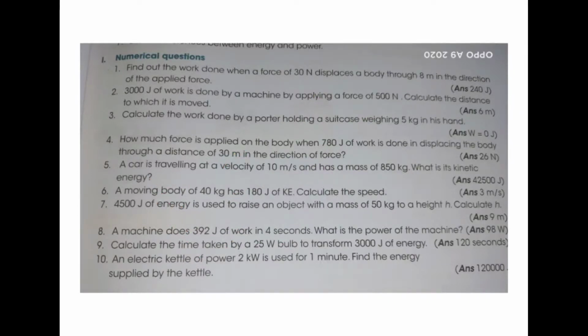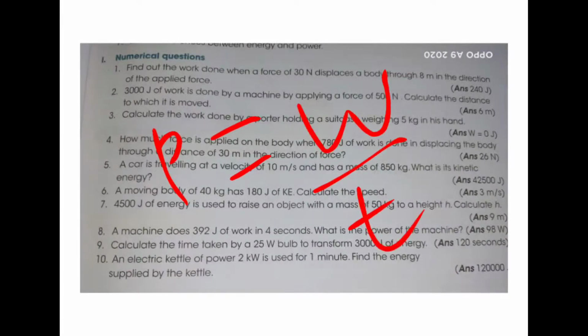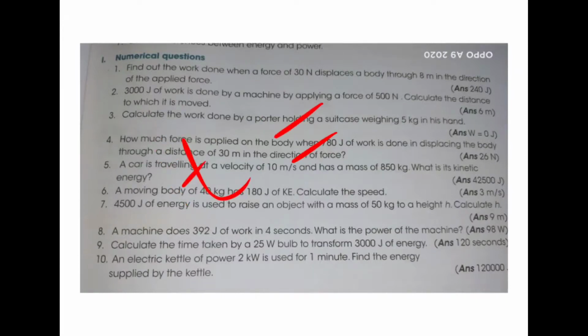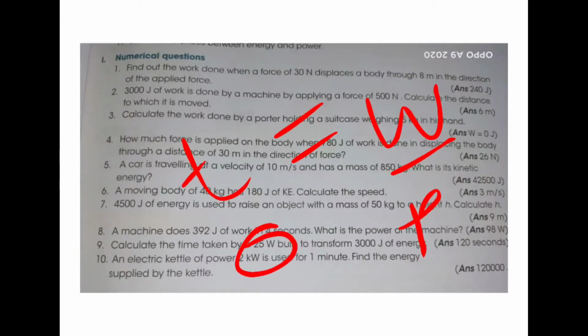Question number 9. Calculate the time taken by a 25 watt bulb to transport 3000 joule of energy. Just now we solved one question with power equals work done by time. In this question number 9, we have to find time. That means time can be written as T equals work done by power. Work done here is 3000 joule and power is 25 watt. So 3000 divided by 25, you will get the answer, and that will be in seconds.